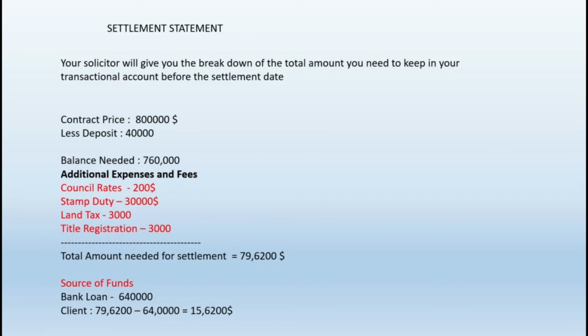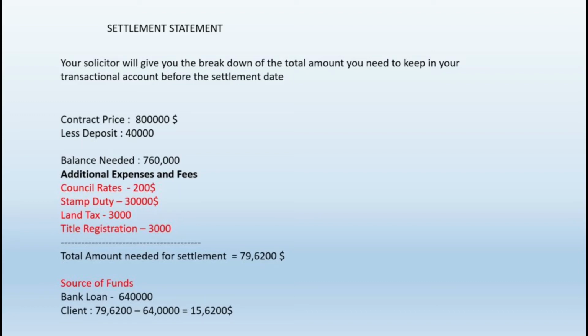So you're purchasing a property which is worth 800,000. You will then transfer 5% of that amount as the balance deposit to your seller's trust account. So the balance amount that you need to arrange is $760,000. In addition to that, there are other expenses involved, like council rates and stamp duty, which is the biggest component, which will come around $30,000 for a property worth $800,000. So combined, all this will come to nearly $796,200. This is just an example.